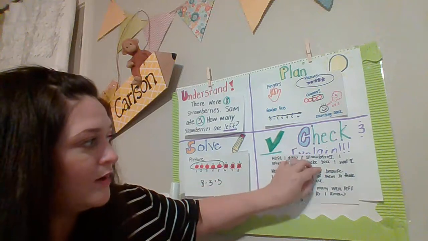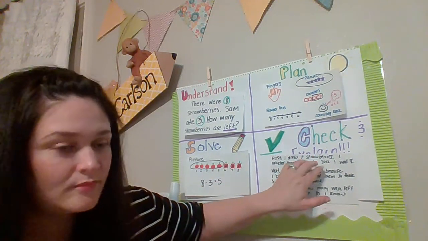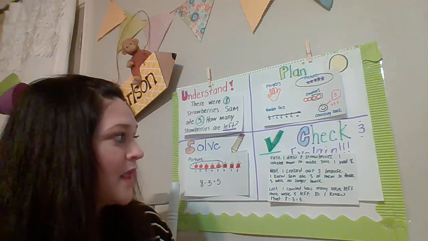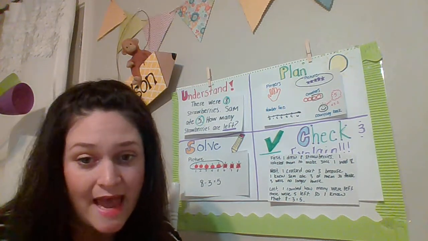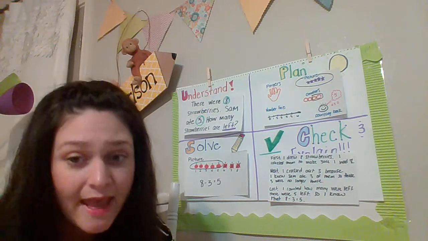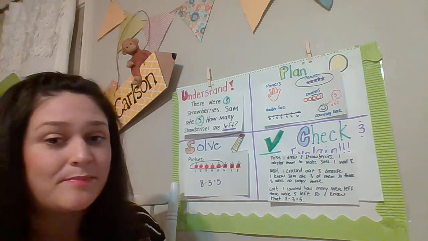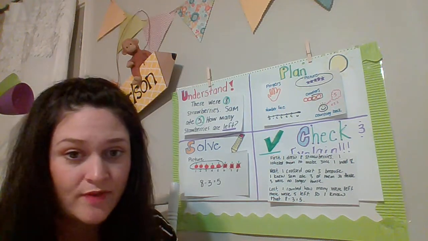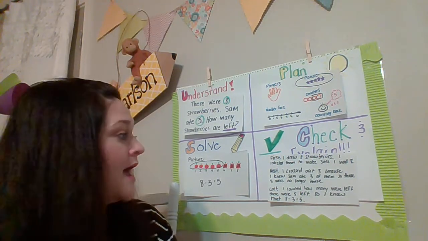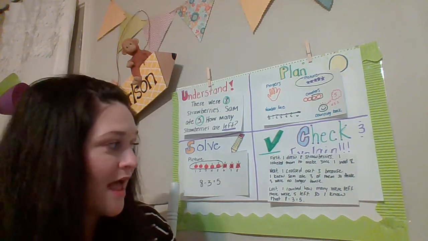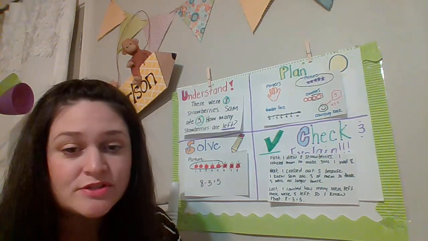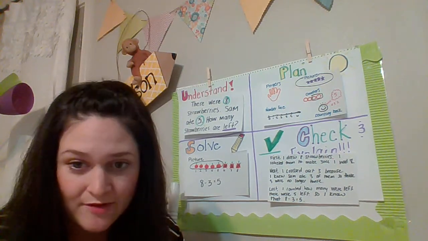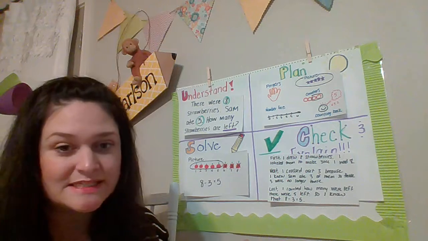Okay, so I wrote out my thinking here, and I said that first I drew 8 strawberries. I labeled them to be sure that I had 8. Next, I crossed out 3 because I knew that Sam ate 3 and those strawberries were no longer there. Last, I counted how many were left, and there were 5. So I know that 8 minus 3 equals 5. Okay, that's how I explain my thinking.